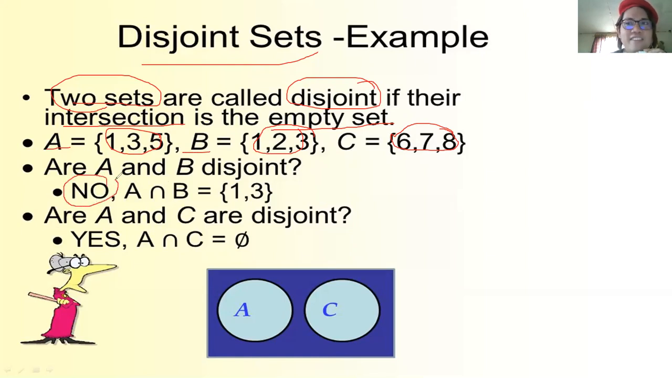No. Why? Because they are not disjoint, since they have common elements, which are 1 and 3. Therefore, A and B are not disjoint sets. Why? Because they have common elements.